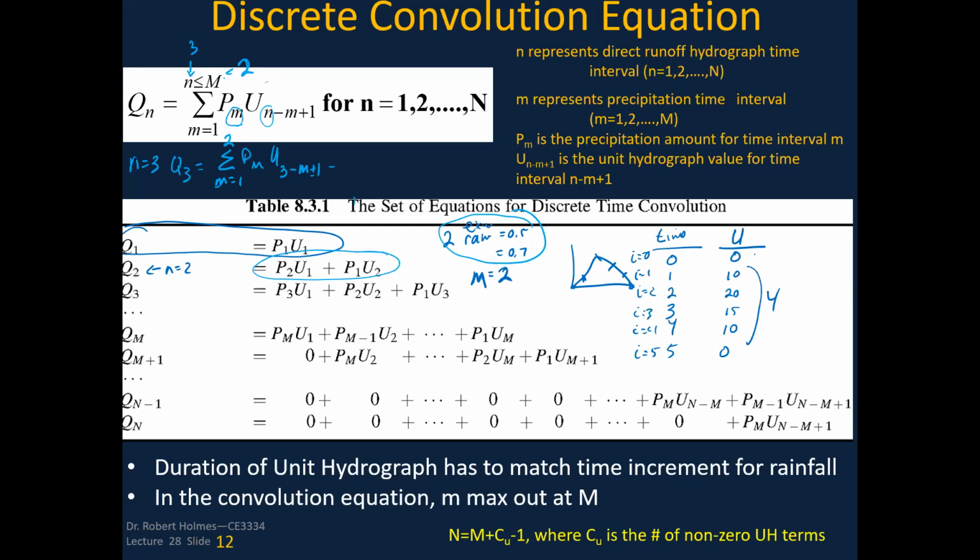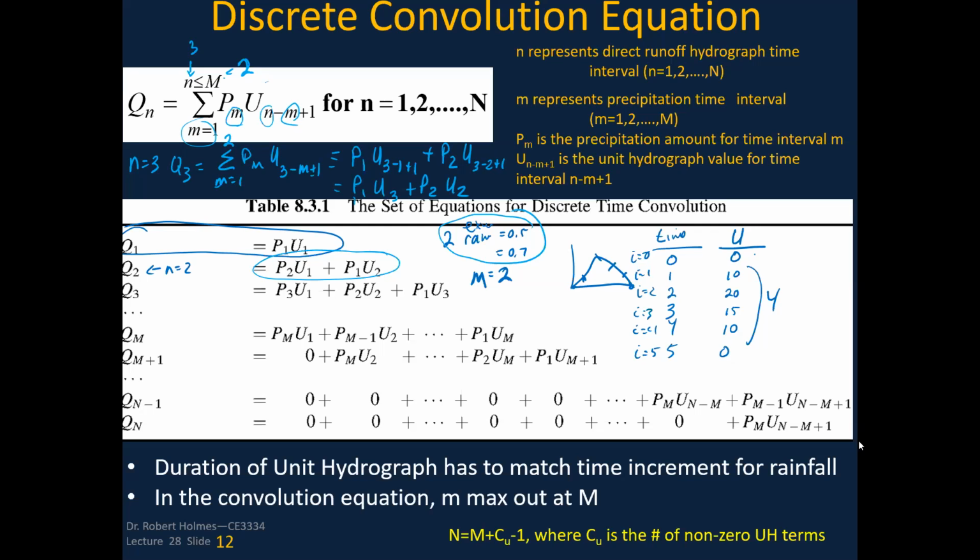Again, N is the ordinate of the discharge. So that's equal to P1 U 3 minus 1 plus 1 plus P2 U 3 minus 2 plus 1. Again, the M value is going to be part of the summation 1 to 2. And so that's nothing more than P1 U3 plus P2 U2. And we just keep going through like that.